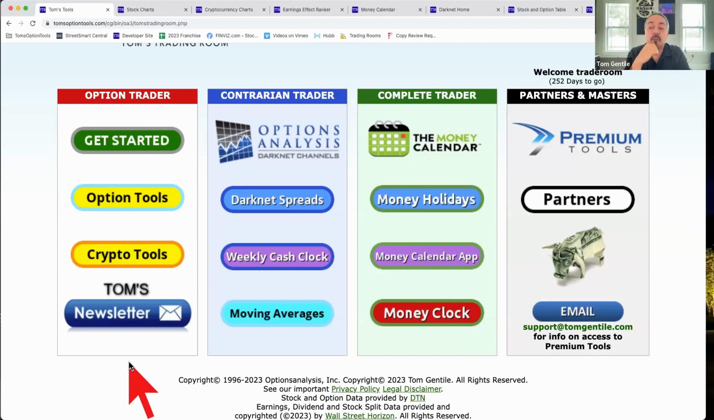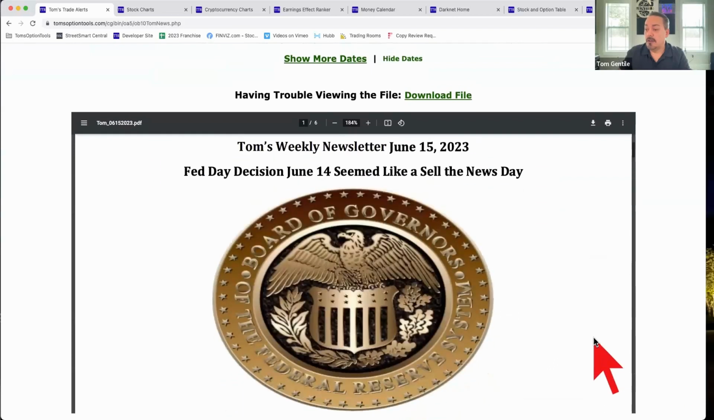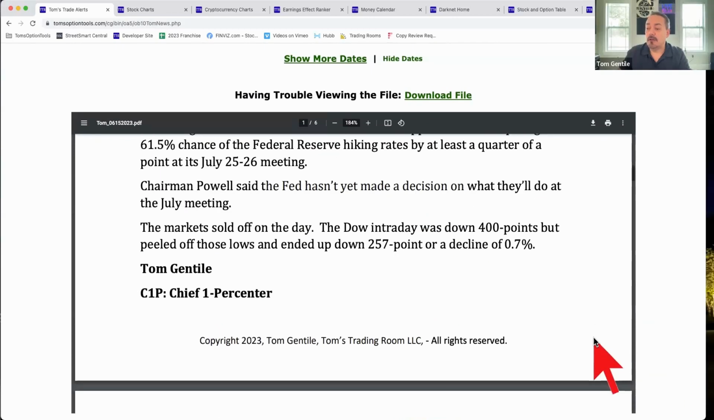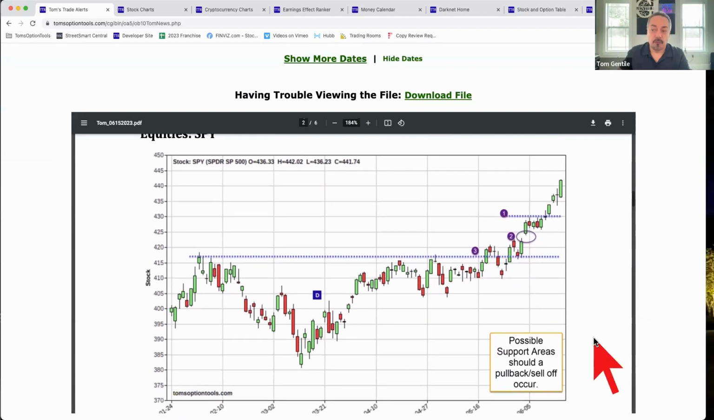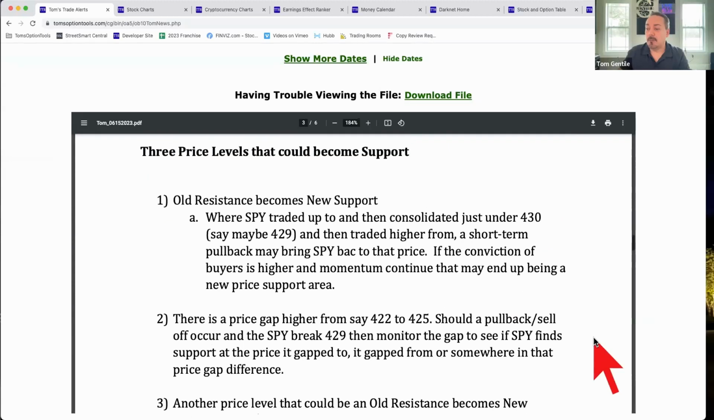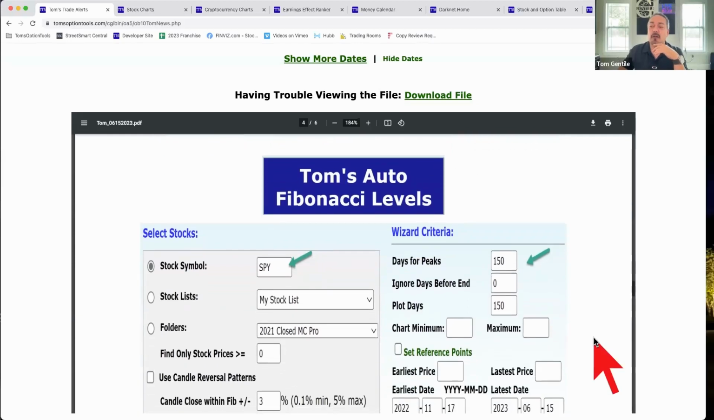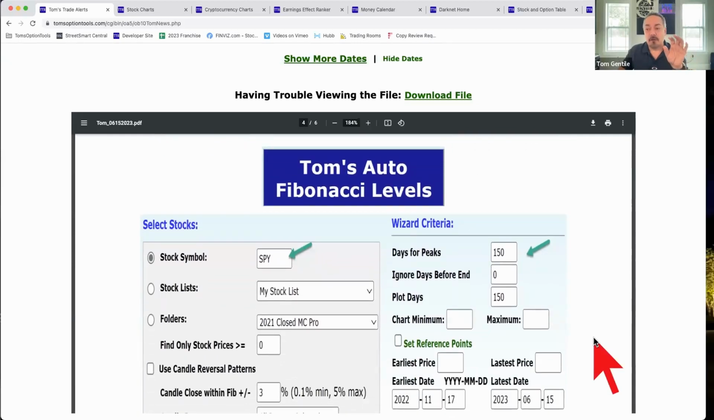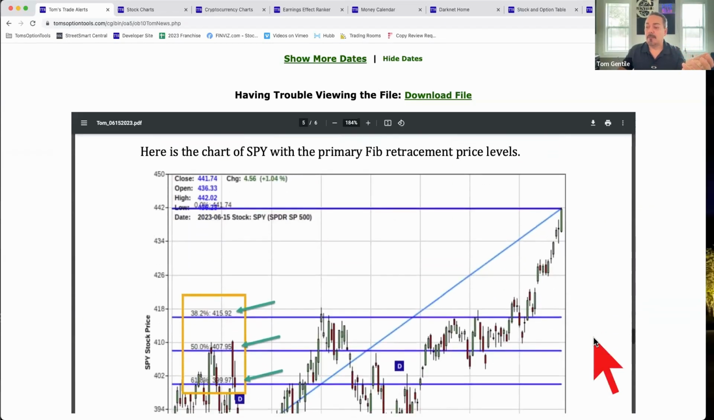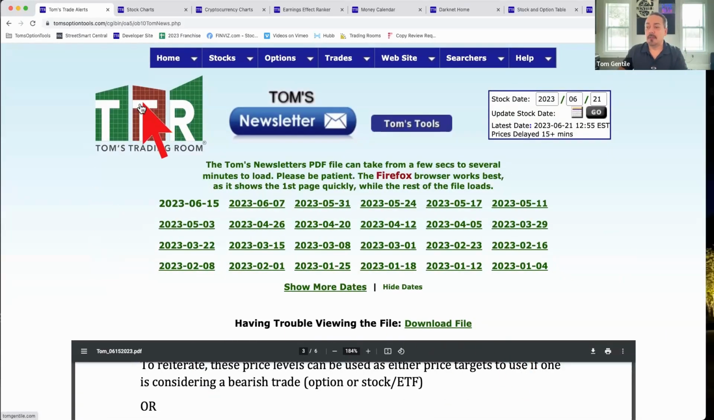We do a newsletter every week, and our newsletter focuses on, let's see, I'll show you the most recent one here. We had Fed Day. What we do is focus on what's going on in the four corners of the markets. So this is the S&P, an outlook on the S&P. We talk about three levels of price that could become support. So we give an idea of where the overall market's going. And then I focus on a specific piece of the tools. So it's a good read. A lot of people like this. These are all available, every single one of them, here on our site.